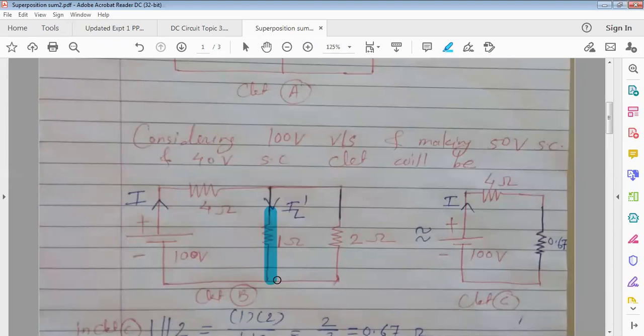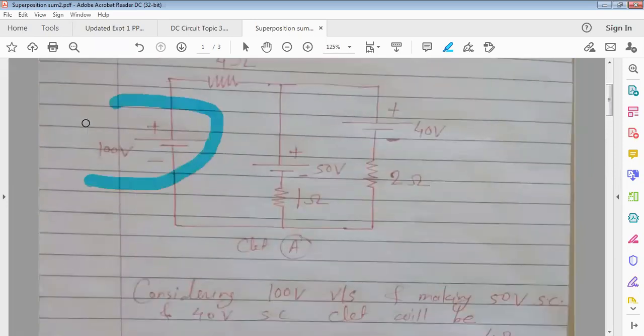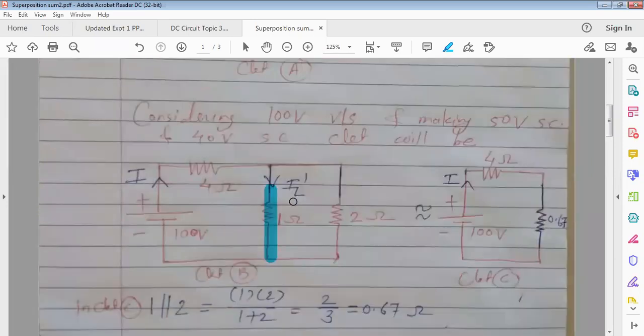Don't look at the other parameters. No need to calculate other. You only have to go on simplifying the circuits. Any method later on you can use, so that you will be able to calculate the current flowing through 1 ohm resistance. So current flowing through 1 ohm resistance with the first source I'll represent as IL dash.